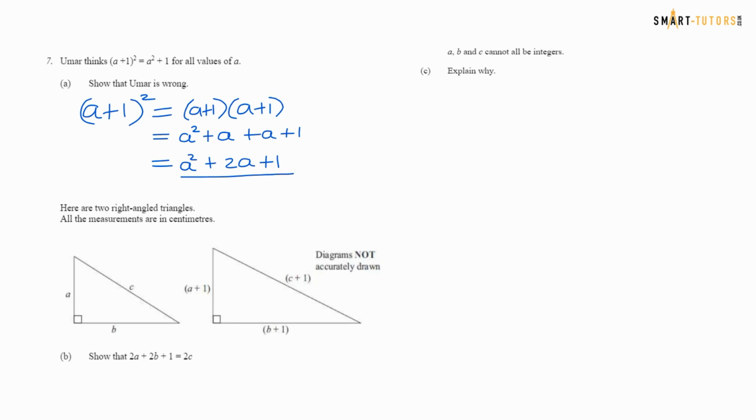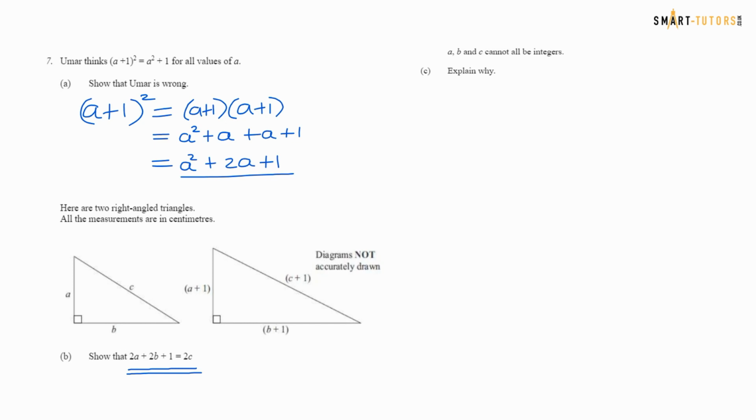Next part, here are the two right-angle triangles. All the measurements are in centimeters. Show that 2a plus 2b plus 1 equals 2c. So how can we prove this one? Two right-angle triangles are given. One is a, b, c. The other one is a plus 1, b plus 1, c plus 1. You need to prove that 2a plus 2b plus 1 equals 2c.